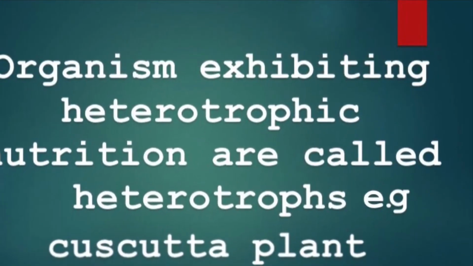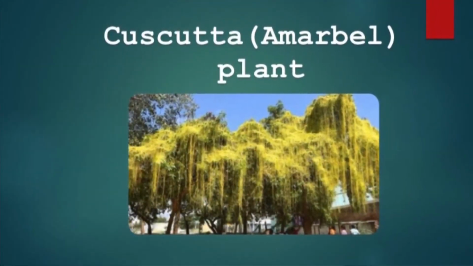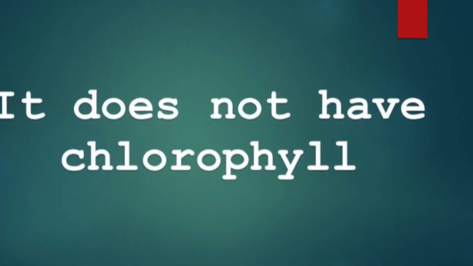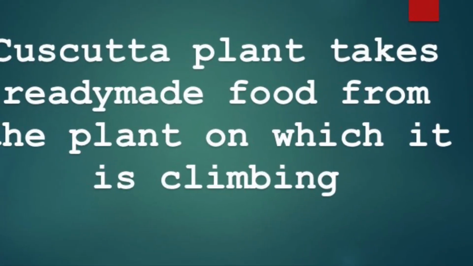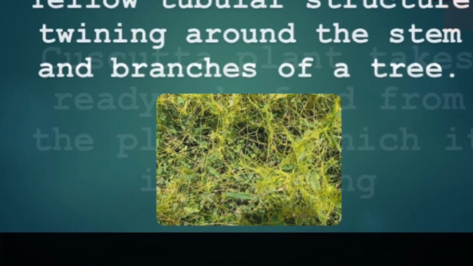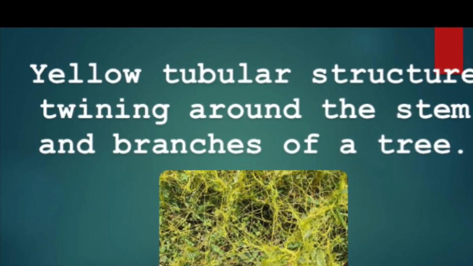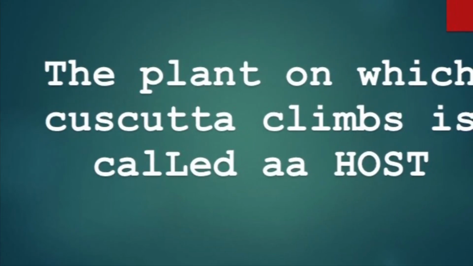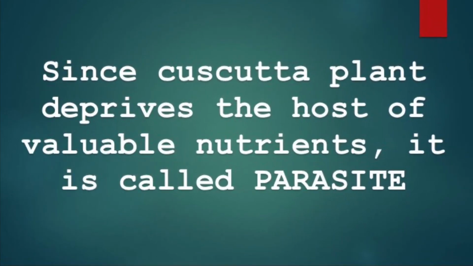For example, the cuscuta plant. This is the cuscuta or amarbel plant. It doesn't have chlorophyll. It takes ready-made food from the plant on which it is climbing. Do you see the yellow tubular structures of the cuscuta plant twining around the stem and branches of a tree? The plant on which it climbs is the host. And since the cuscuta plant deprives the host of valuable nutrients, it is called a parasite.